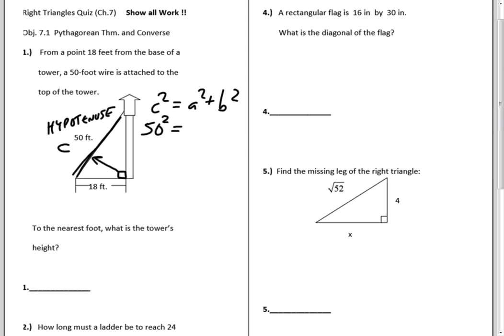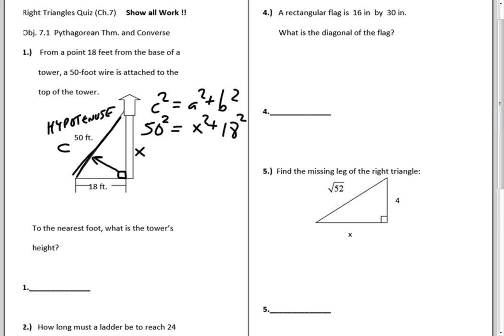What do you want to call this side? Can I call it x? And 18 squared goes there. Check your paper. Did you put the 50 in the wrong spot? Did you put the 18 in the wrong spot? Some of you did that correctly. That's how it should be set up. And then you didn't do the squaring right.